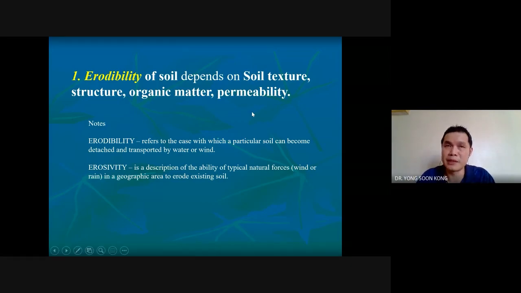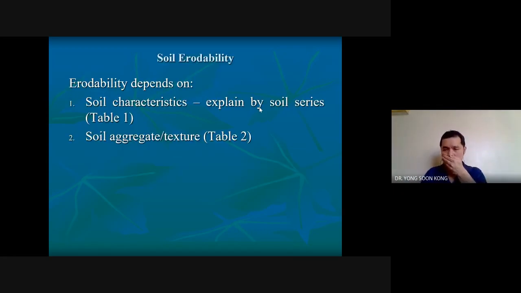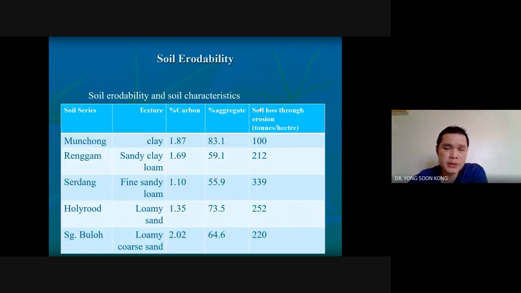And then also permeability. Permeability means how easily water can be absorbed into the soil. The higher the permeability, the lower the risk of erosion. So erodibility depends on the soil characteristics and also the soil texture. Without further ado, let's look at table 1. So this is table 1.